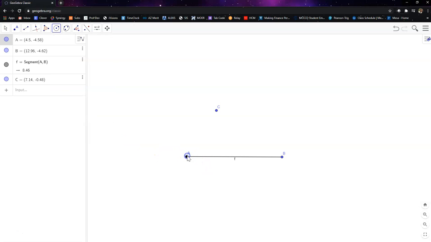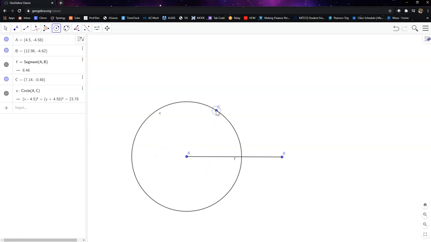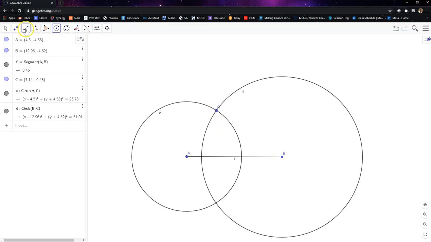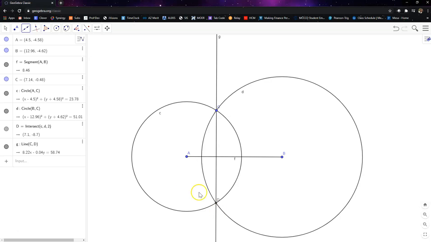I'm going to center at one of my endpoints through that point I just drew. And then I'm going to go center at my other endpoint through that. Then I'm going to change from drawing a line segment to a line. And I'm going to go from the crossing point that I have through the other crossing point of the circle.